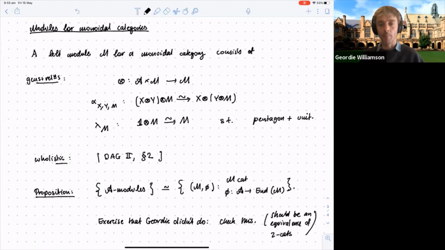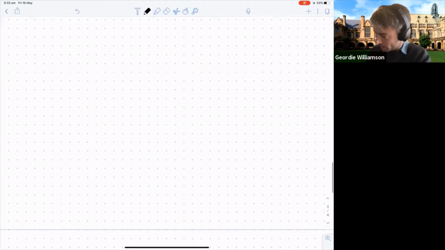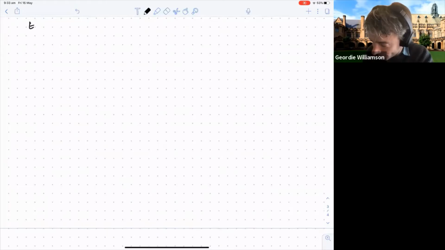So I want to now give you some examples. And these are examples somehow intended to have a dual effect. They're intended to make you interested in this, but also to make you a tiny little bit scared of it. But I don't want you to be too scared. So there needs to be a balance. Examples of modules over monoidal categories. Maybe cautious. I would like you to be cautious.